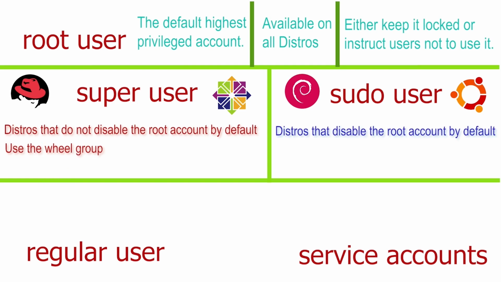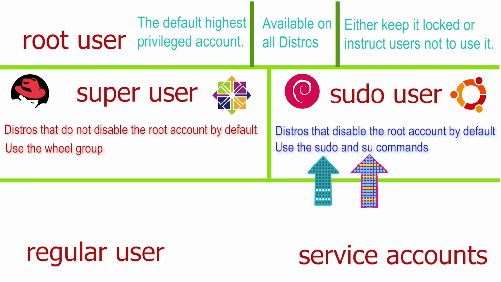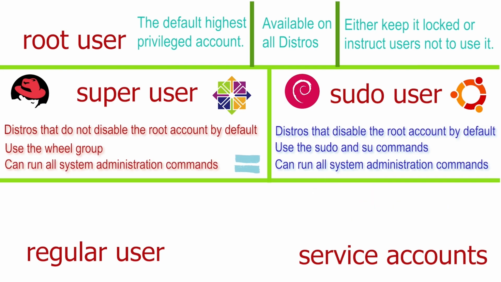Linux distros that keep the root account locked use 2 commands to authenticate privileged tasks. These commands are the sudo and su. The sudo command allows the user to run one privileged command. The su command allows the user to run privileged commands until the user uses the exit command to exit the privileged session.